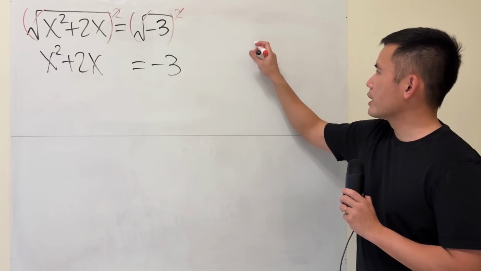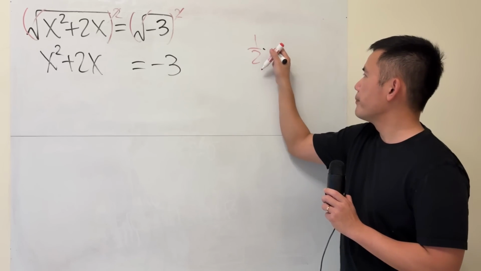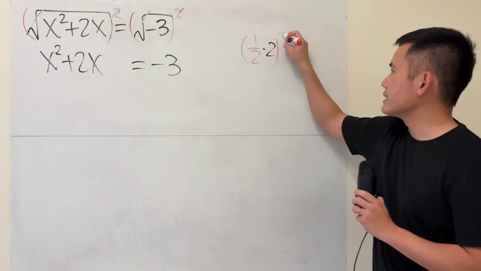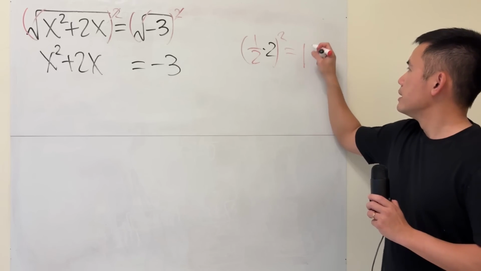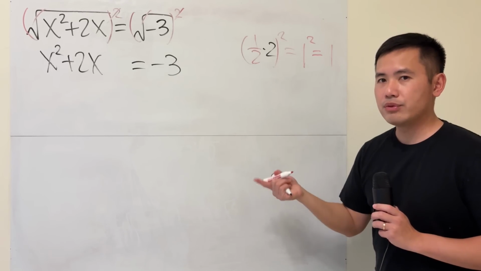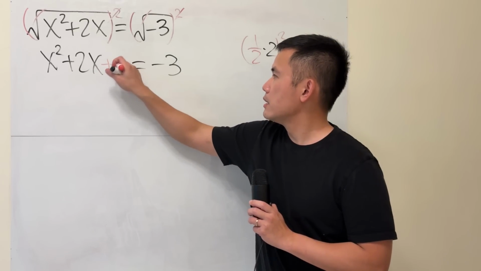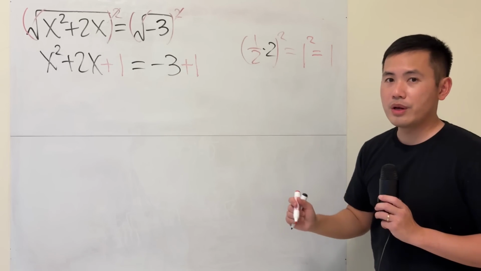I am just going to work out half times the coefficient right here, which is 2. And then we have to square that. Half of 2 is 1. Square that is still 1. So this is the number that we will have to add to both sides. So add 1 here and add 1 here. This is how we complete the square.